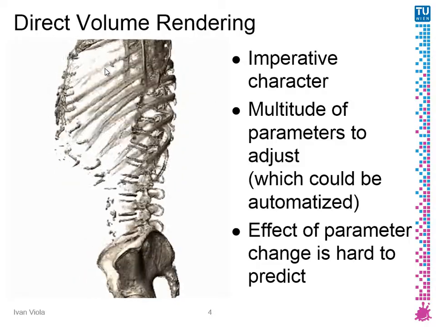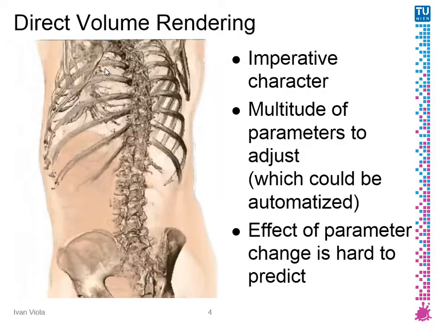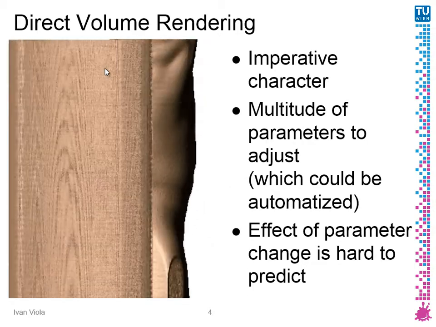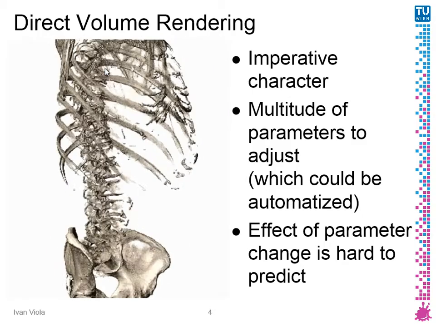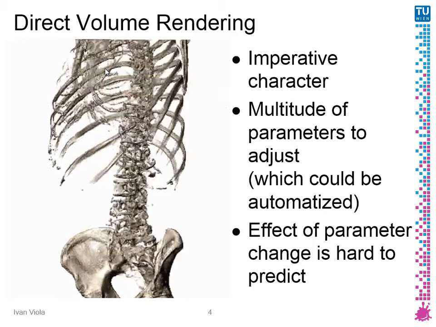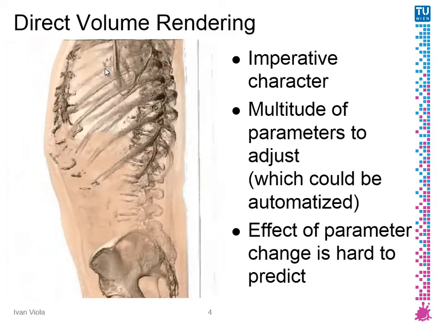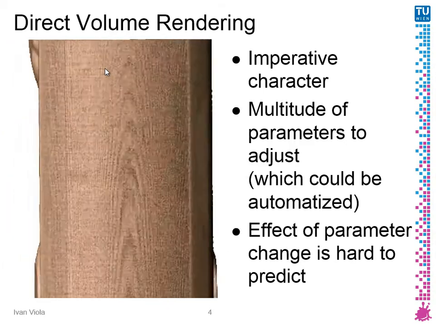Typical imperative systems have a huge amount of parameters which people can play with, like, for example, transfer function. It's a very generic methodology, and sometimes it's necessary to use such a methodology, perhaps in some scenarios, but in some scenarios it's not, because there is already enough information to specify the visibility of certain structures which need to be shown.